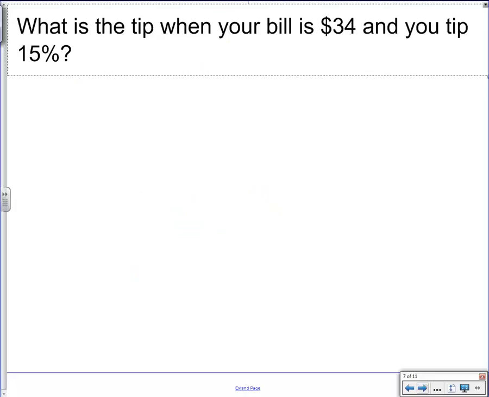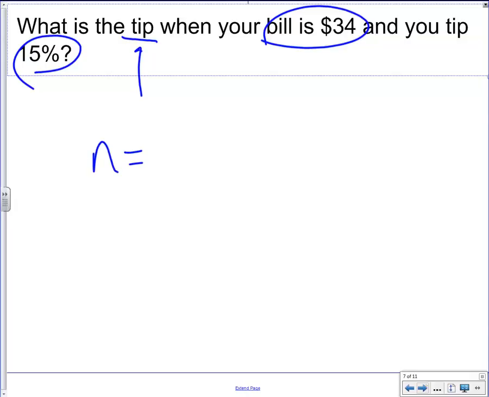We're talking about eating out, having a bill, tipping your waiter or waitress, and what is your bill or your tip. So we've got to look and see what it's really asking me. It says, what is the tip when your bill is this and you tip 15%? So what am I looking for? I'm looking for the tip, right? The tip is my piece, my part. I told you that the bill is always your whole, and a percent is obviously always the p, okay? So my percent, 15% as a decimal is 0.15 because I moved it 2 places to the left, 1, 2.